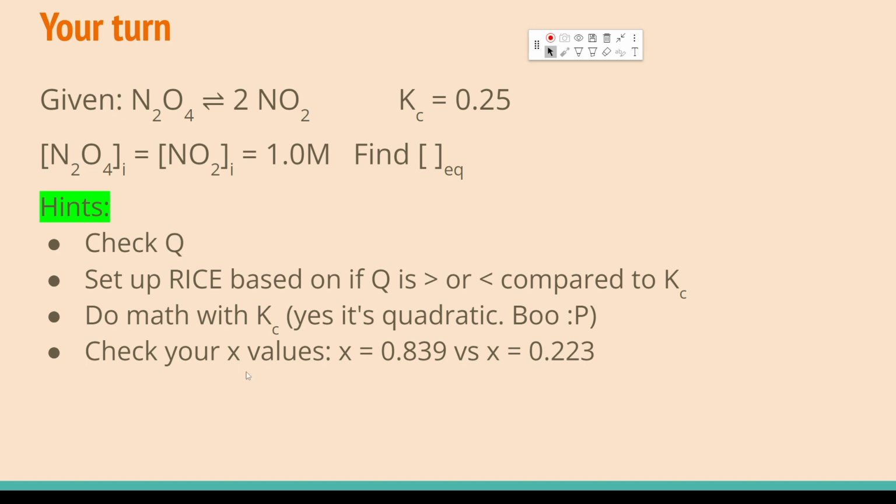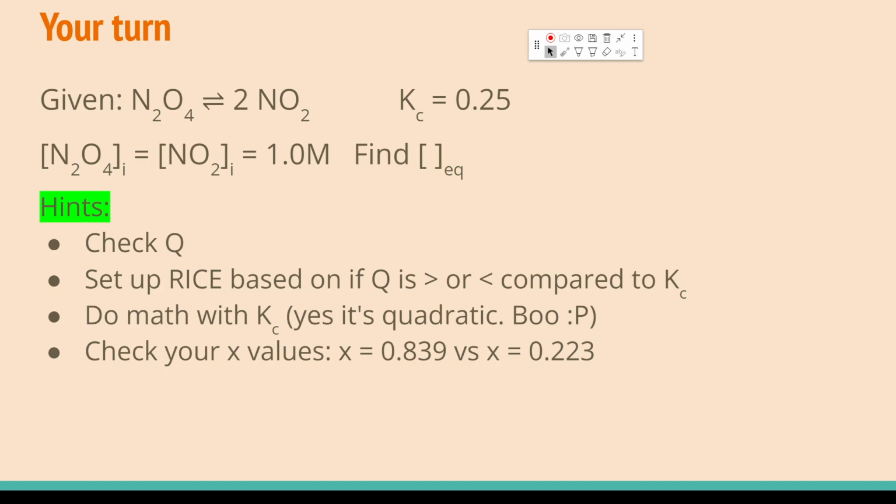Okay, here's your turn. I gave you some hints. I shorthanded the question because I got lazy. So you're finding the concentration of everybody at equilibrium. So here's some hints. Ooh, it's quadratic. Ooh, how evil of me. Here's checking your x values. So I actually give you the x values for you to practice. So practice this first before you look at what I have.